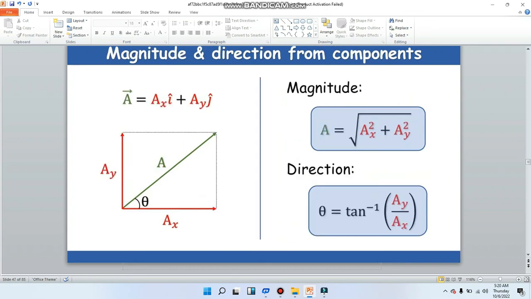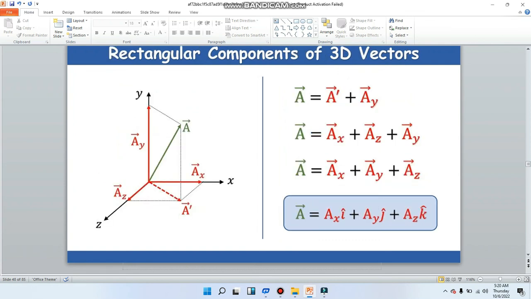Magnitude and direction of components. Magnitude A is equal to the square root of the square of the x direction component plus the square of the y direction component, and the direction is given as theta is equal to tan inverse of AY over AX. Rectangular components of the 3D vector we leave for the next upcoming lecture.